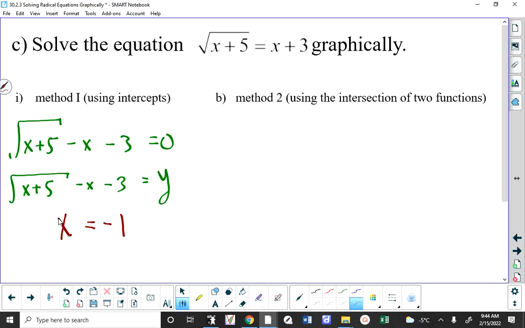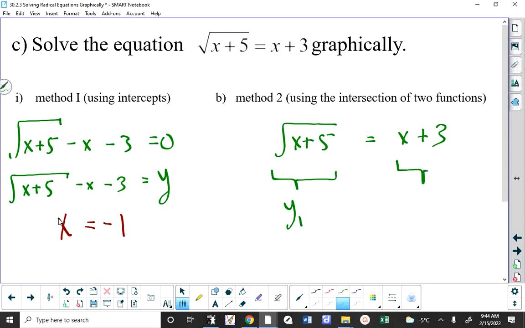I like method 2. It's a matter of preference. Method 2 is going to take this equation, root x plus 5 equals x plus 3, and we're going to graph two functions. We're going to graph y1 and y2. And wherever they are equal is a solution for x. And what does that mean, wherever they are equal? Wherever they cross.